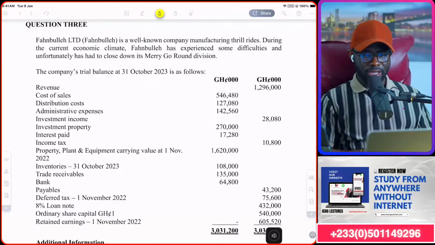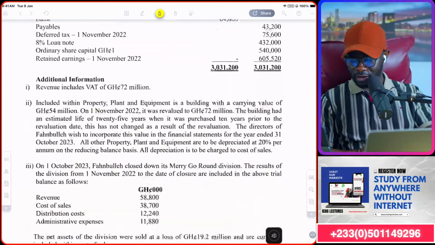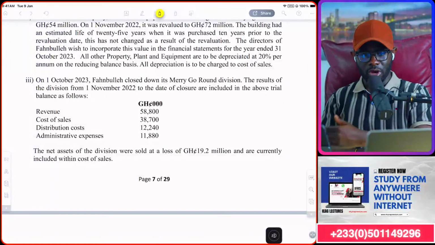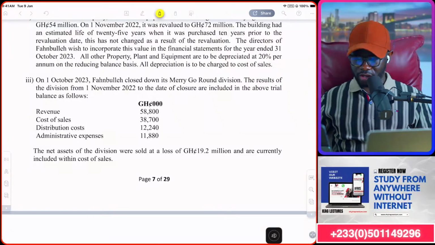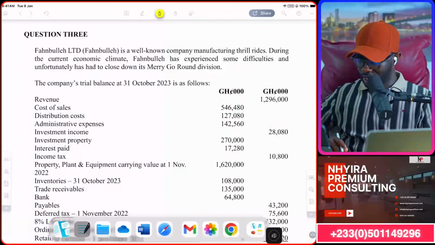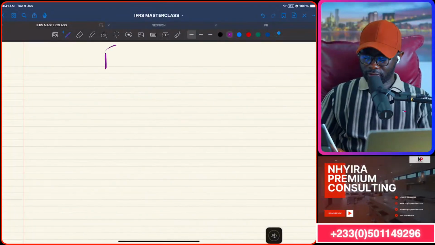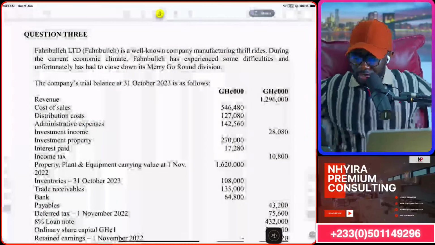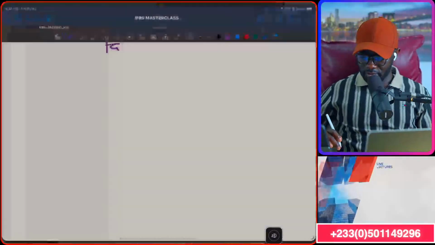So let's go up, read the preamble. We're going to ignore the trial balance given, then we'll come to the footnote, walk through, apply the standards, and boom, we continue with the discussion. So let's put our company up. What name is this? Fan Bala Limited.